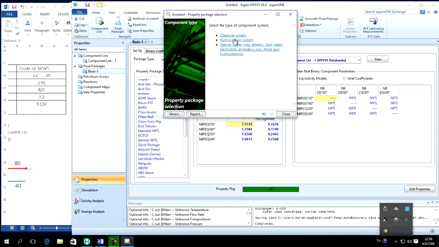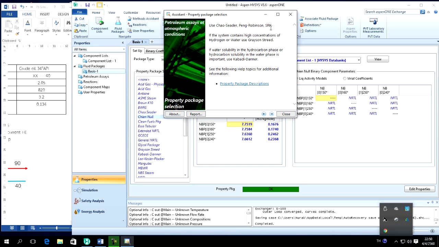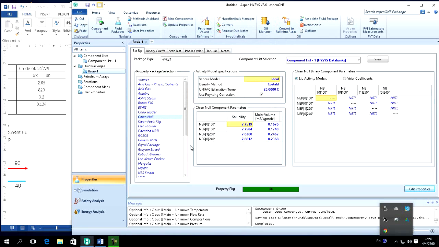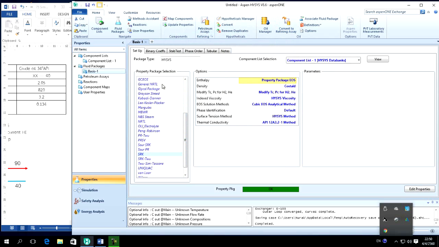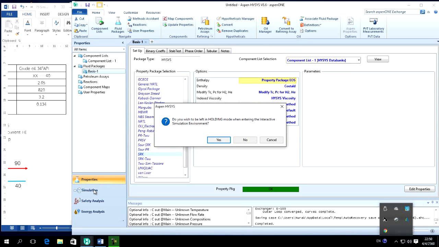Of course, kerosene and crude oil are hydrocarbon species, and this contains hypo components. We are not working under vacuum conditions. So what they suggest is this third option. I prefer to use SRK, so I select SRK as our thermodynamic method for the calculation. Now I can start my simulation.